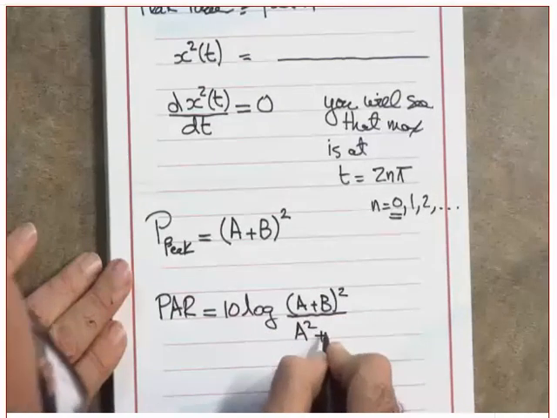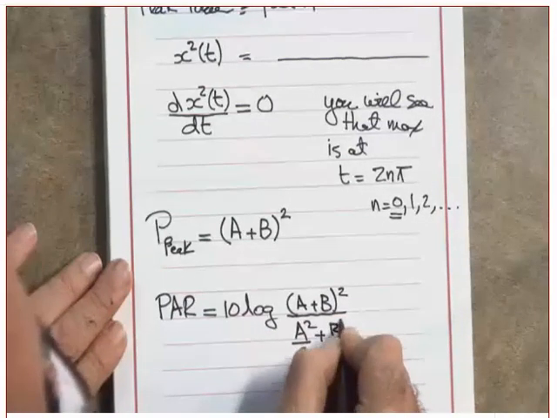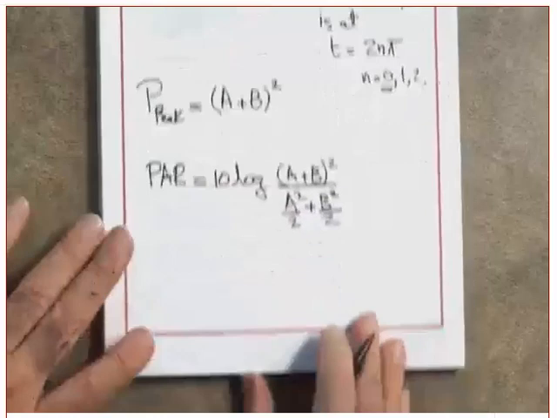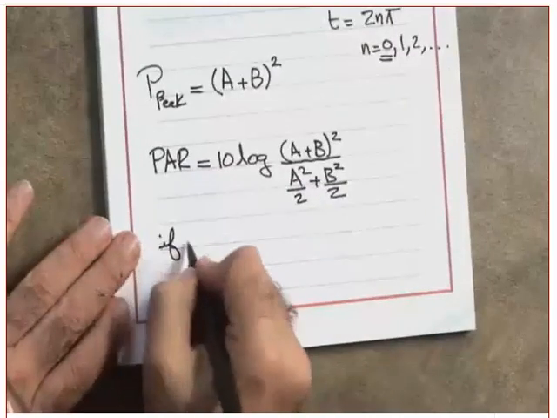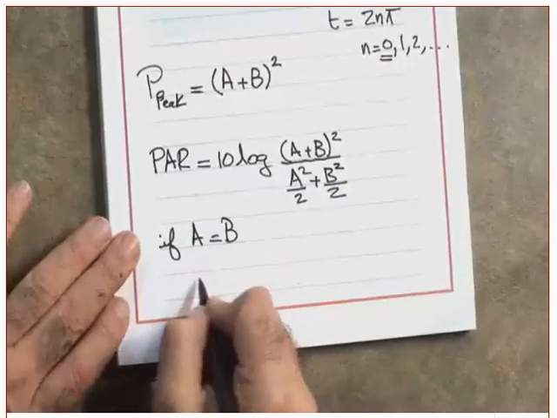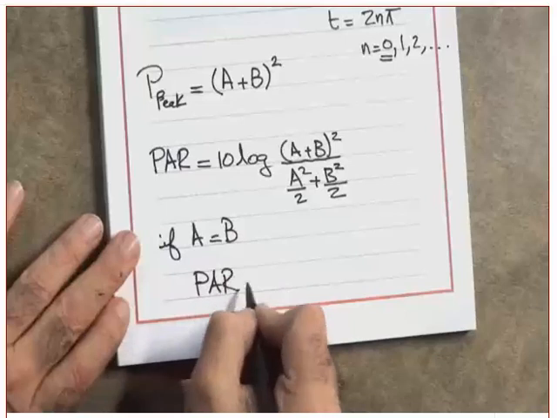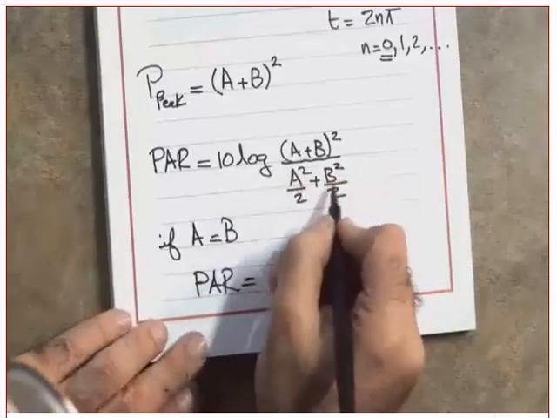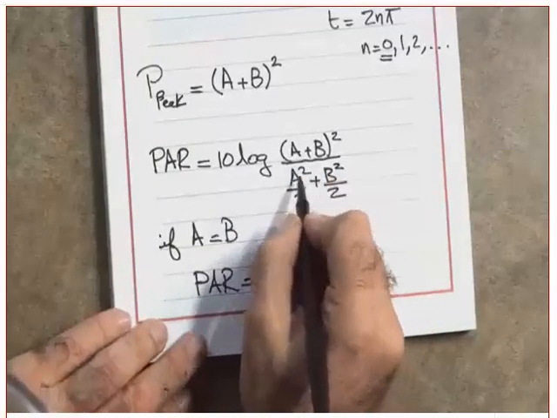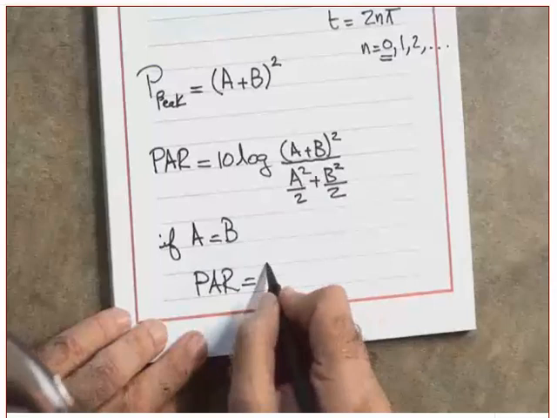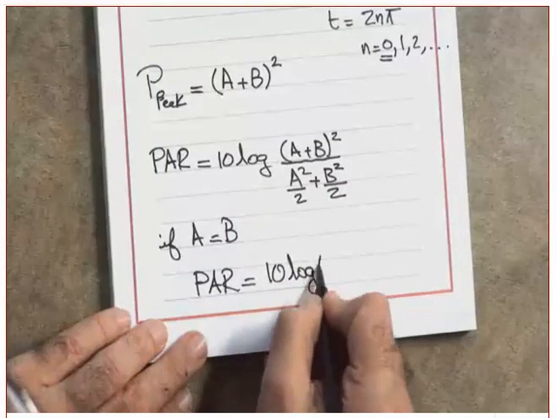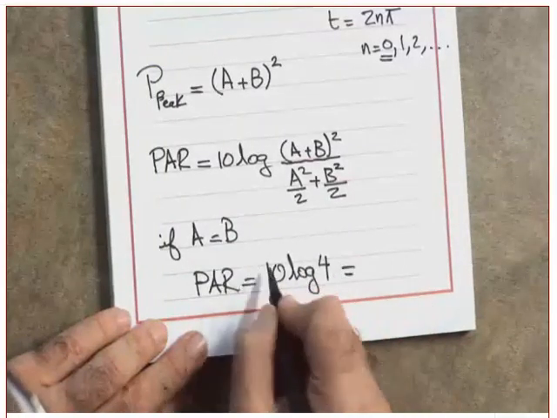A square over 2, B square over 2. And if A is equal to B, then the power will be equal to what? A equal to B, what do I have? This is A square, this is 10 log 4, which is 6 dB.